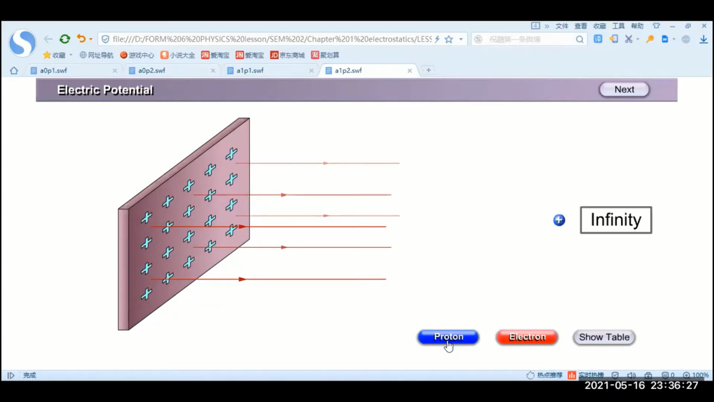Now we look at this. If there is a proton moved from infinity to a region near the plate, it will move to a certain distance. After that, it will be repelled away. Why repelled away? Because the proton is a positive charge, and the charged plate is also positive, and positive with positive will produce a repulsion force. The repulsion force will push the positive charge away from the charged plate.